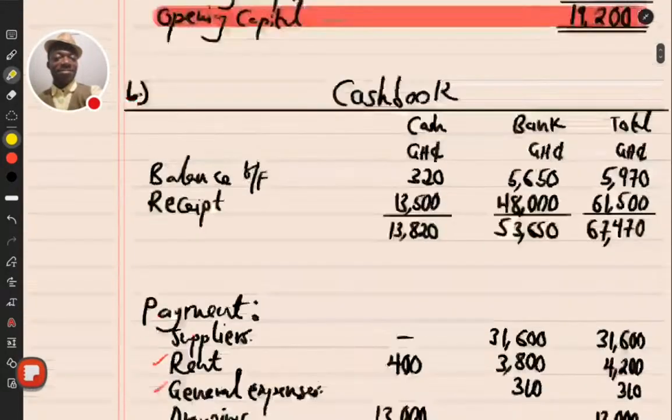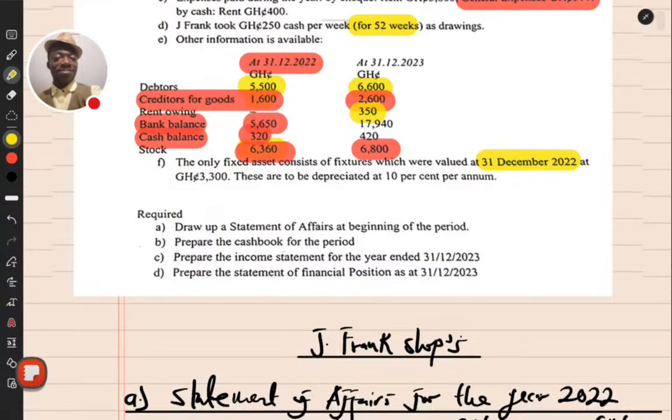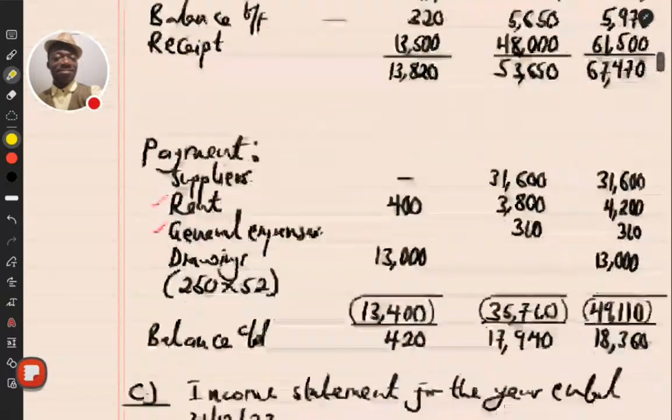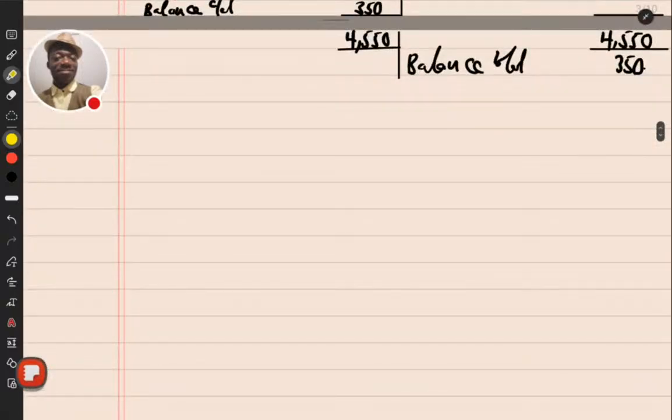Then the last part is we are asked to prepare what? The statement of financial position for the year ending. So we're going to follow the same preamble as we did when we prepared the statement of affairs, so that we can be through with that as well. So let's go through that, and that will be the final part.